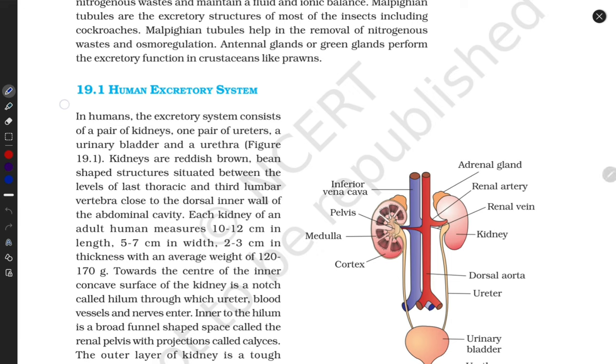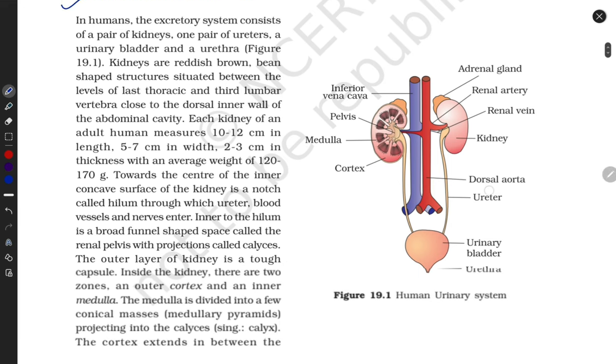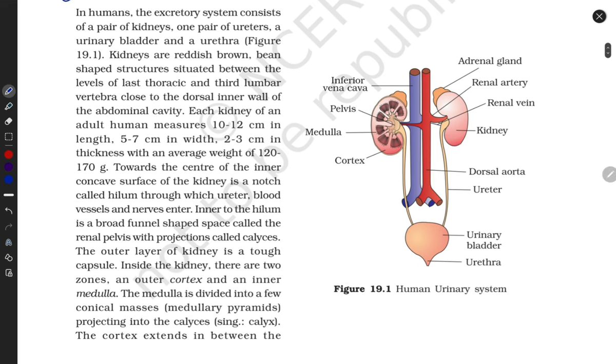Let's start with the human excretory system. This is the image of the human excretory system. These are the kidneys, one pair in number. Alright guys, now next.